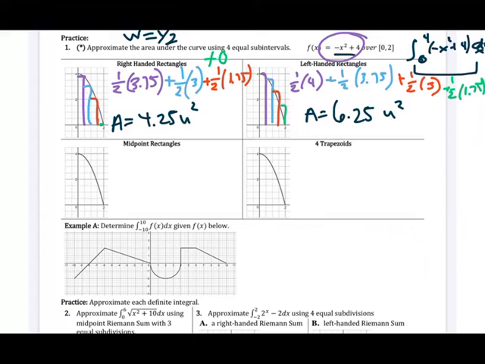Now let's look at midpoint rectangles. So the width for each of my rectangles is still going to be 1/2, and this time, just to save myself the effort, I am going to just write 1/2, and then I'm going to find the heights of each of those rectangles.